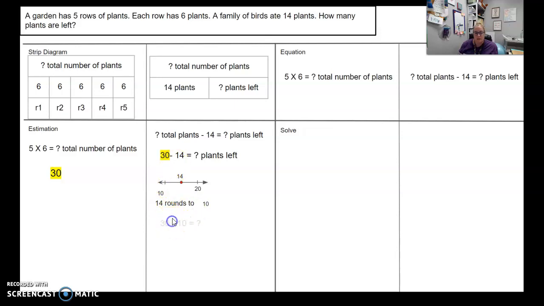So my new equation is going to be 30 minus 10 equals question mark. When I do 30 minus 10, I am left with 20. So tomorrow my answer should be somewhere around 20.